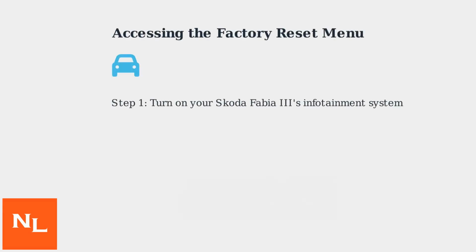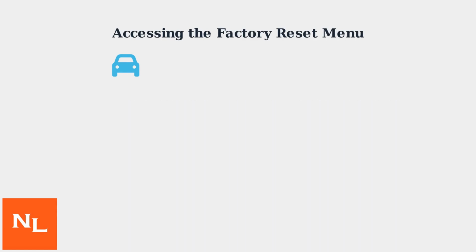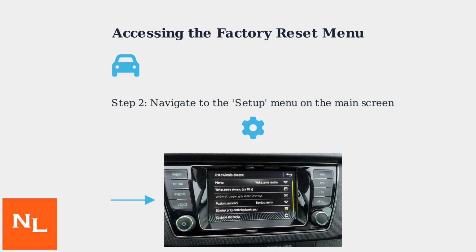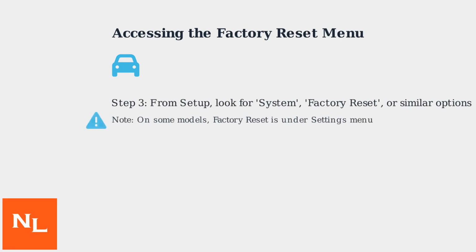First, turn on your Skoda Fabia III's infotainment system by starting the vehicle or pressing the power button. Next, navigate to the Setup menu, which is usually found on the main screen of the infotainment system. From the Setup menu, look for options like System, Factory Reset, or similar. Note that on some models, you may find Factory Reset directly under the Settings menu.